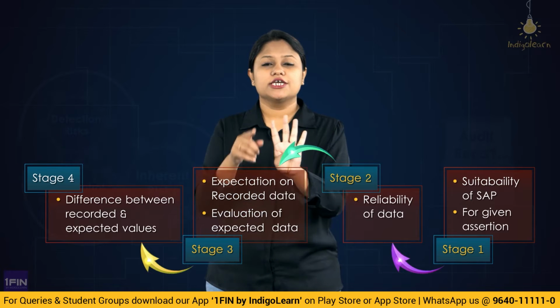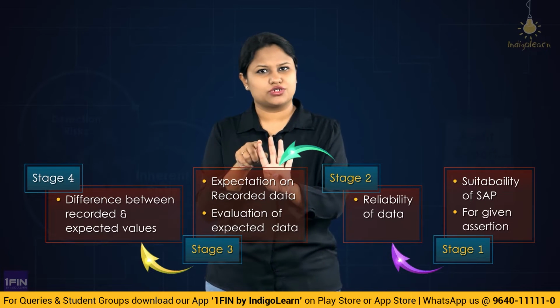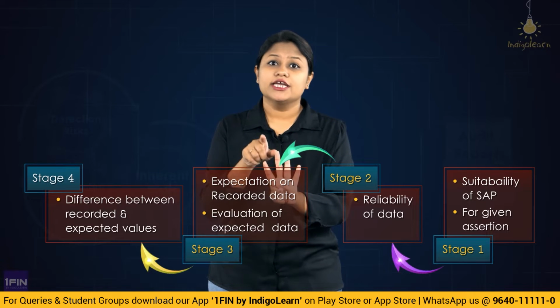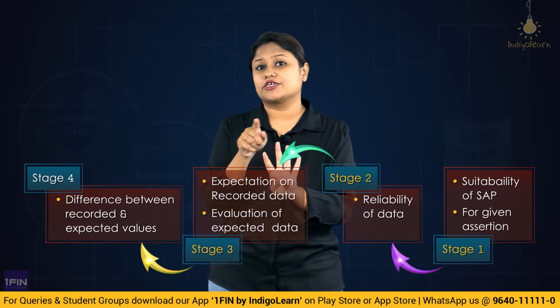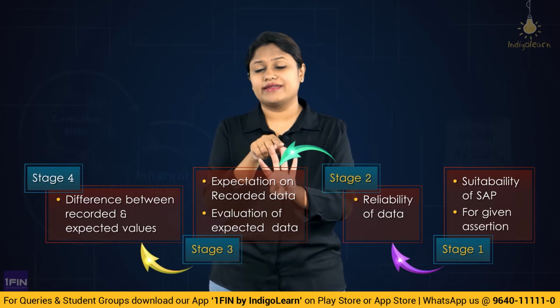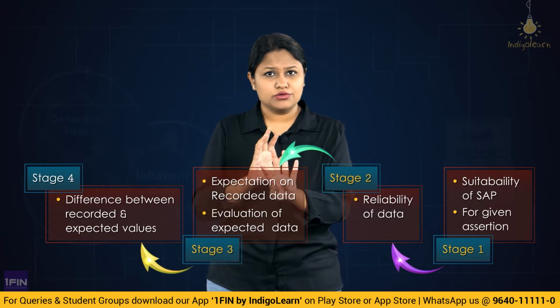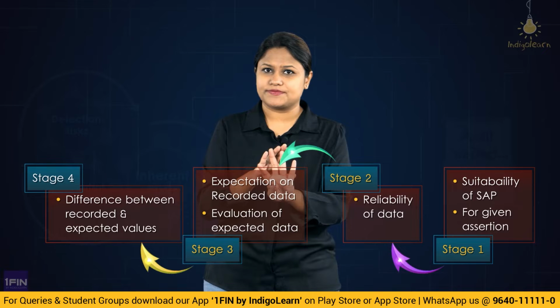Which are the 4 steps? First, we need to determine whether analytical procedure is suitable or not suitable. Second, if it is suitable, we have the corresponding data. Is the data reliable? Then the auditor will create an expectation in his mind, that is, a reasonable expected amount or maybe a ratio in his mind.